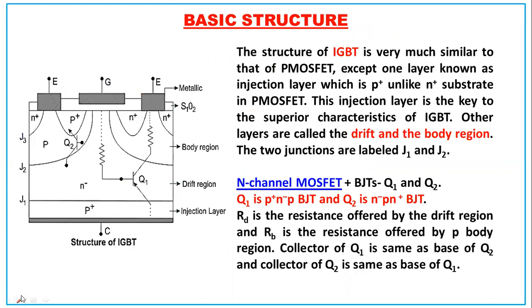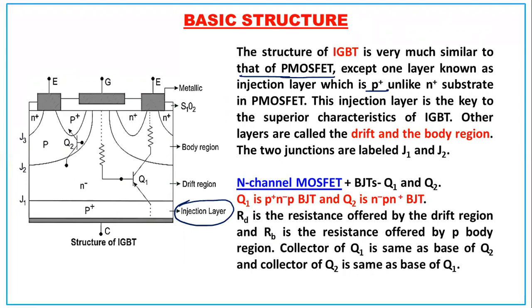So the basic structure is very much similar to that of an N-channel MOSFET, except one layer, which is the P plus layer. There it was N minus and N plus layer, right? Except one layer known as the injection layer, which is the P plus injection layer. So this is marked here, P plus injection layer. Unlike the N plus substrate in the MOSFET, if you remember, this injection layer is the key to the superior characteristics of IGBT.